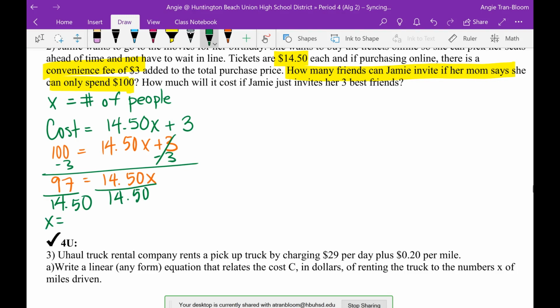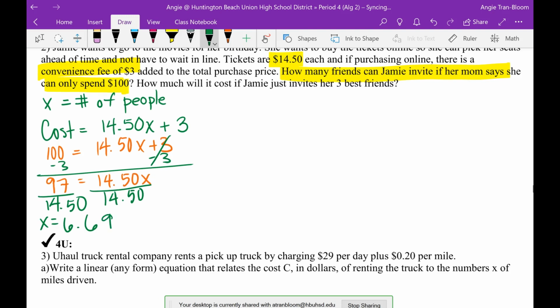So x, based on your calculator, what did the calculator say? 6.67? 6.68? Okay, but here we go. What does x represent in this problem? So can I say she can have a total of 6.67 people? No. That's not going to make sense.